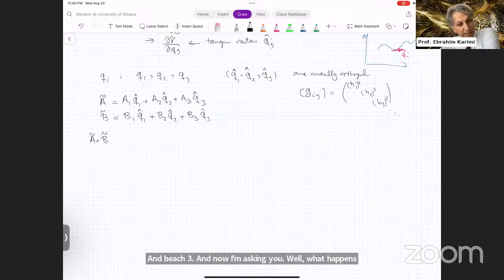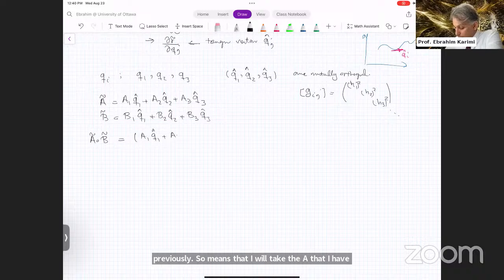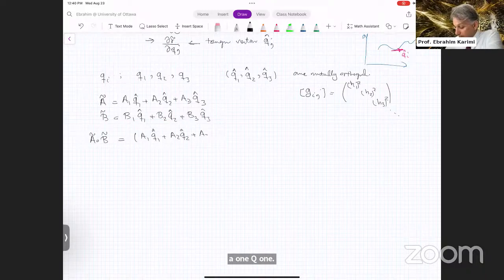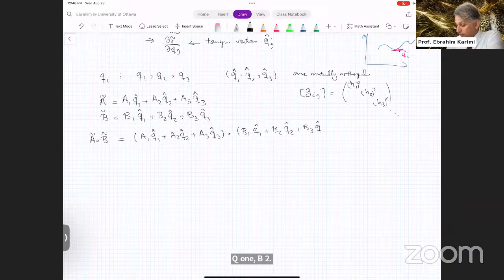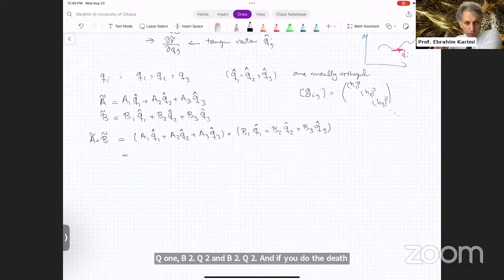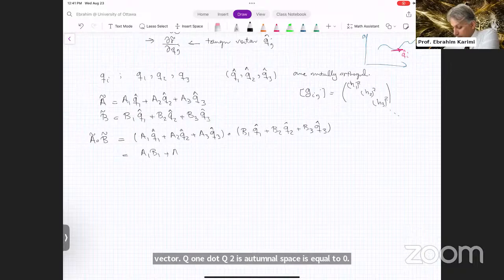I will be using exactly the same expression that we know previously. So I take the A that I have, A1 Q1 plus A2 Q2 plus A3 Q3, and do the dot product with B1 Q1, B2 Q2, and B3 Q3. Q1 dot Q1 is equal to 1 because it's a unit vector. Q1 dot Q2 is orthogonal, so it is equal to 0. So the result will be A1 B1 plus A2 B2 plus A3 B3.